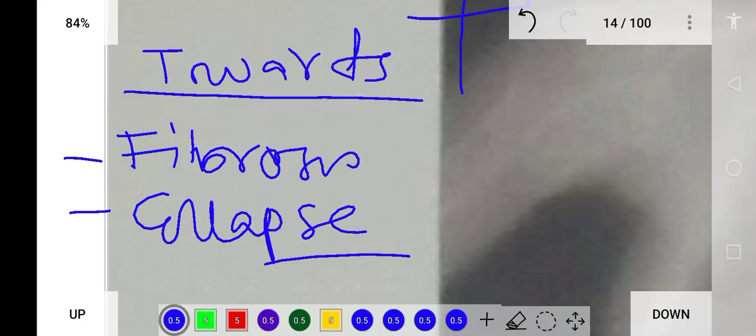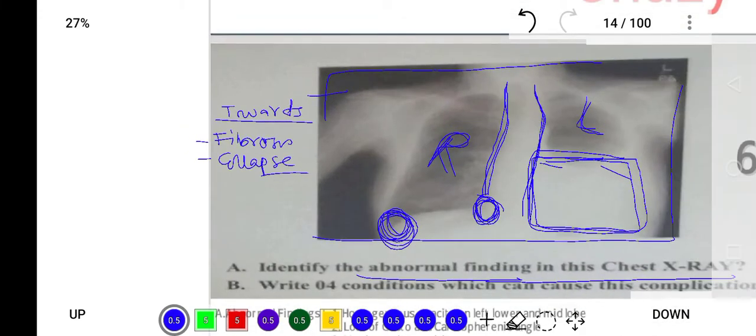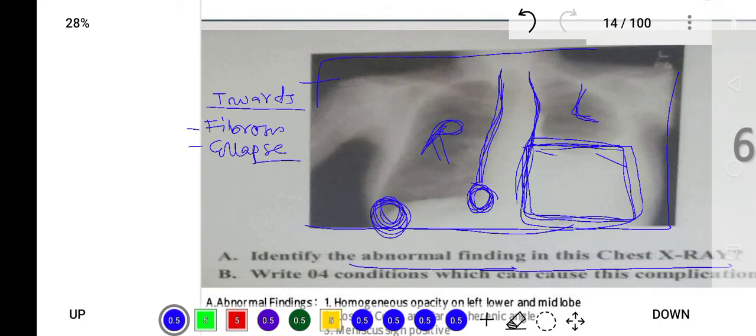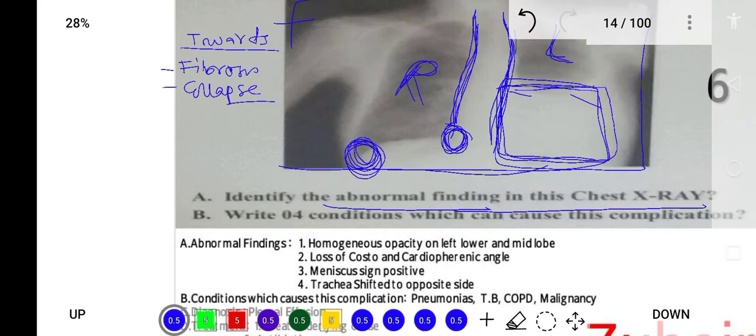So here in this x-ray we can see that the trachea is shifted away, or opposite, to the affected lung. So we can figure out that a homogeneous opacity is present, there is loss of the cardiophrenic and costophrenic angle, and the trachea is shifted opposite. So there is pleural effusion, because as we discussed, in pleural effusion and pneumothorax the trachea is shifted toward the opposite side. Pneumothorax is not present, so we can label this as pleural effusion. So what is the diagnosis?